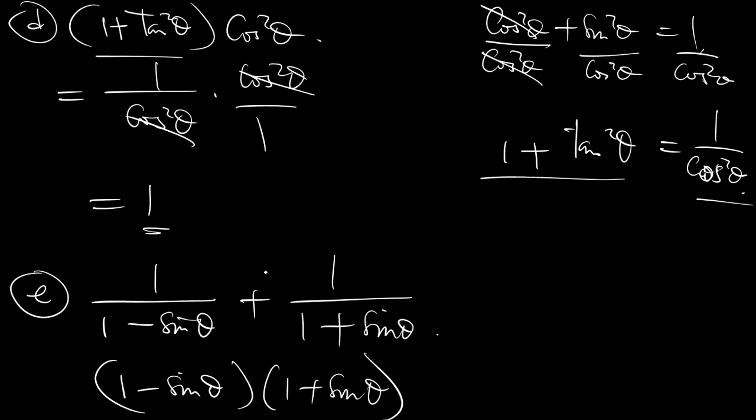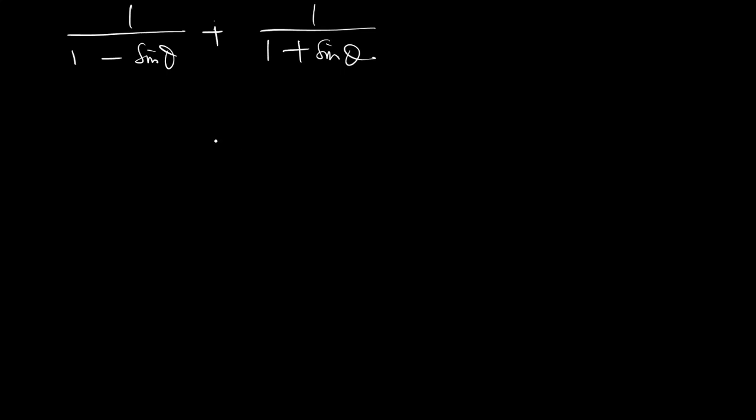So since we have gotten the LCM of the denominator, what we are going to do now is, you have 1 all over sine theta, 1 all over 1 minus sine theta, plus 1 all over 1 plus sine theta. So what we're going to do is to make the denominator the same with the LCM we got.